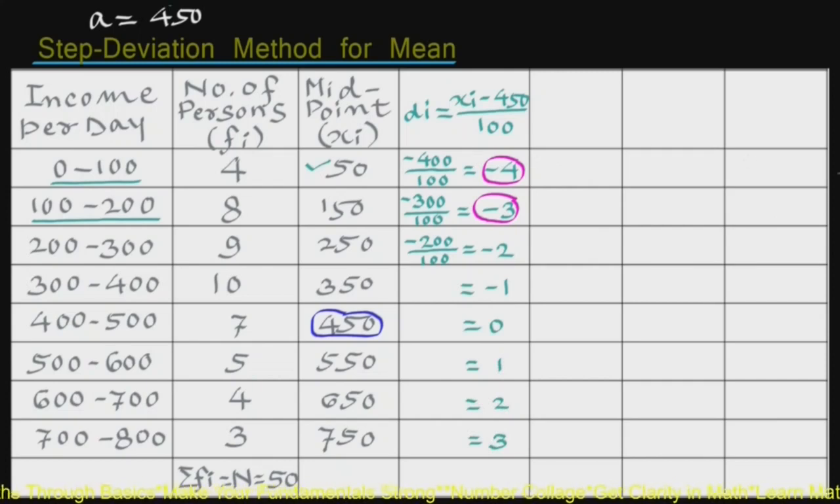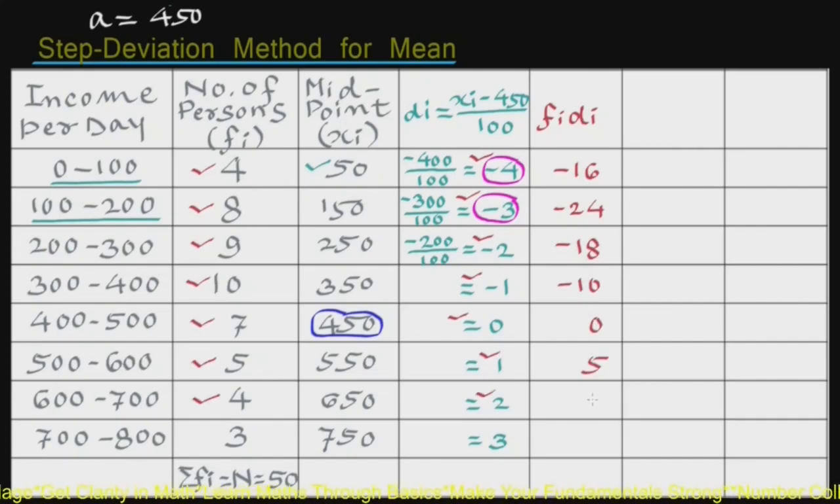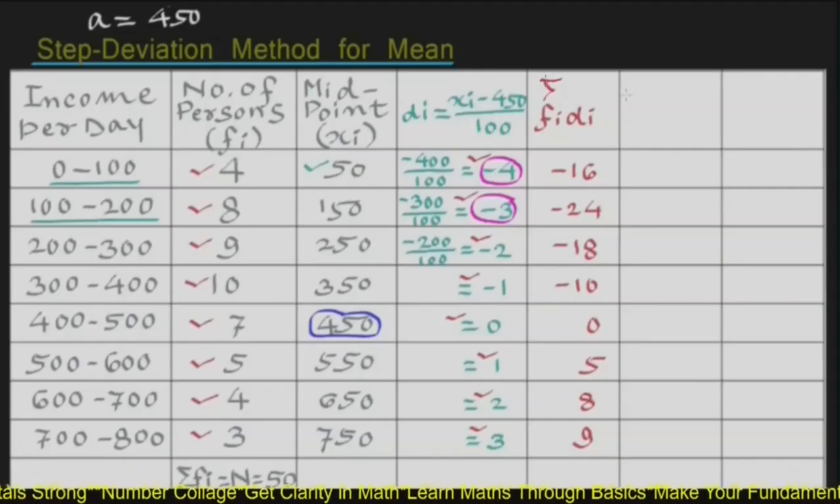Next we have to find fidi. That will be 4 multiplied by minus 4, which is minus 16. This 8 multiplied by minus 3 is minus 24. This 9 multiplied by minus 2 is minus 18. Like that, minus 10, 0, 5, 8, 9. This summation fidi will be minus 46.